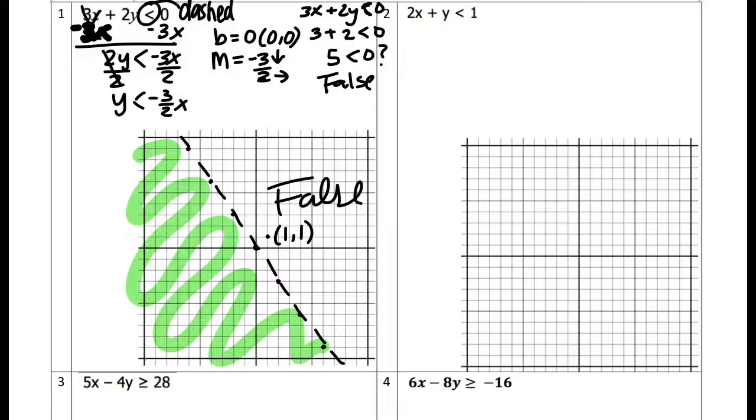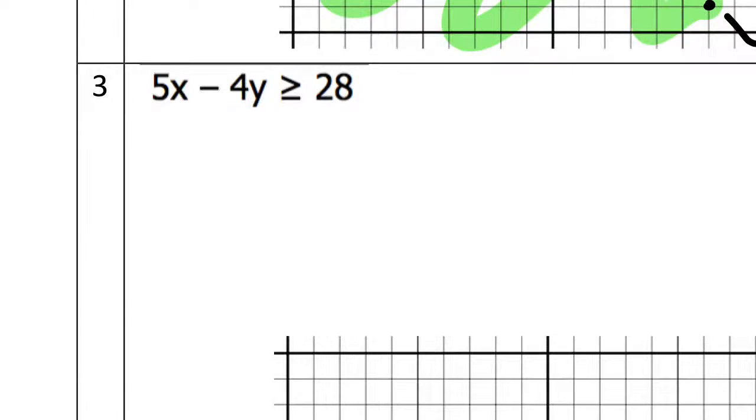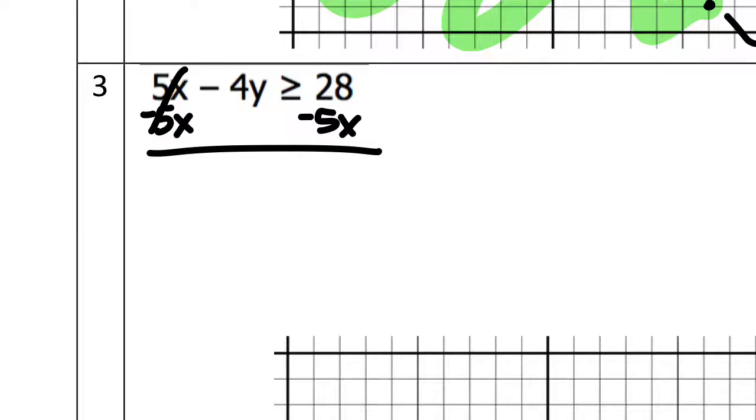Okay, there's problem 1. Let's take a look at problem 3. I want to graph this inequality and its solution set. Again, I need to start by solving for y. The first thing I can do is subtract 5x from each side. So subtract 5x here, subtract 5x here. Draw my equal line, that cancels out. I need to remember to bring down my negative 4y greater than or equal to negative 5x plus 28.